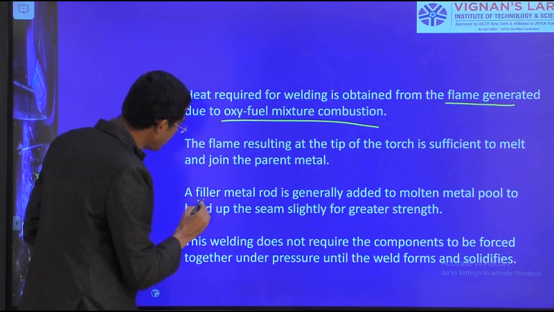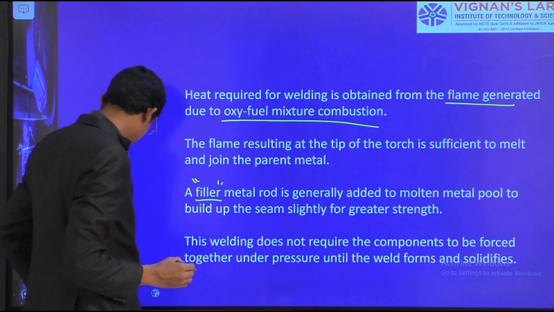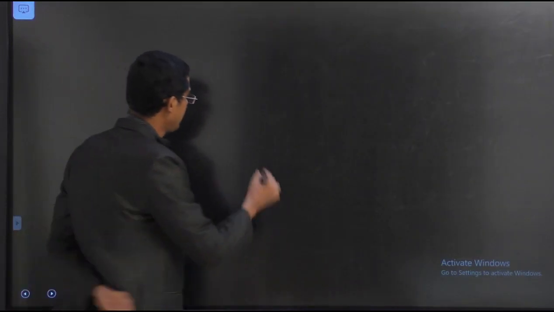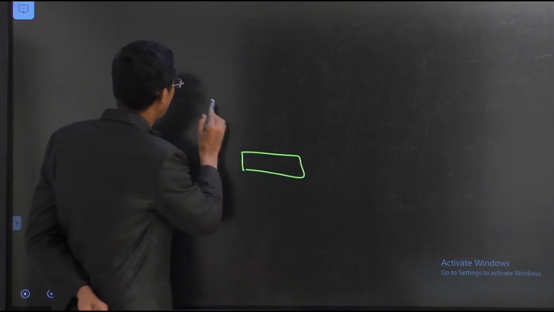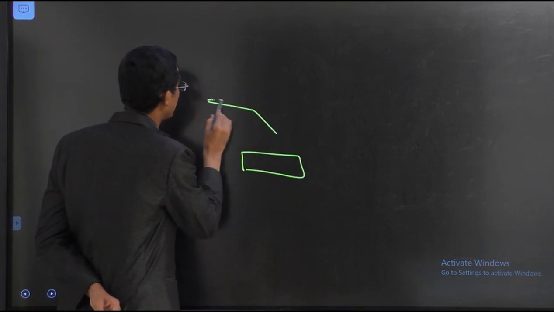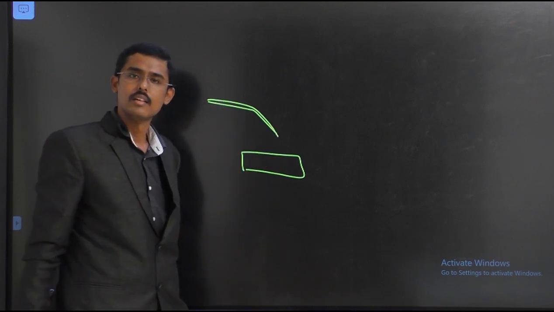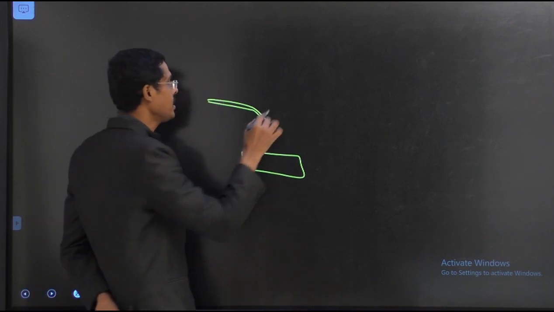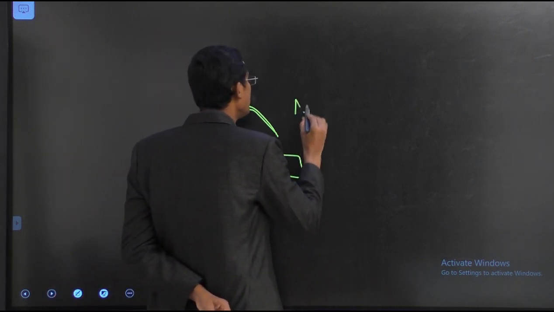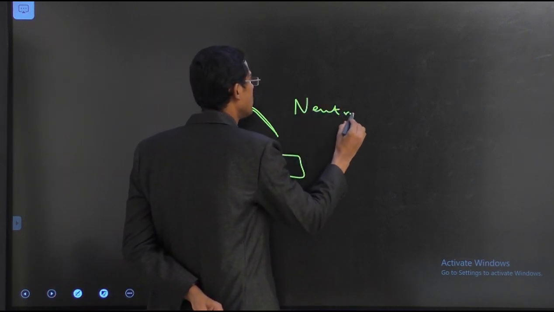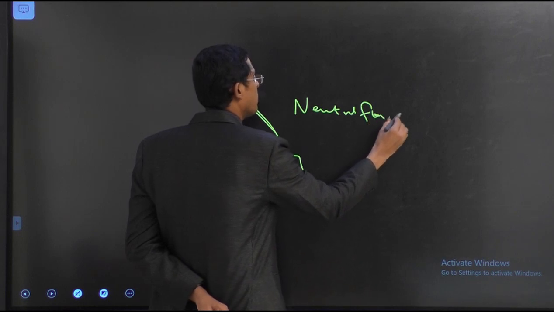So what I am doing here, in the case of cutting, I have a specimen and I have a gun. Here I am supplying, we have to see it elaborately, a neutral flame for welding.